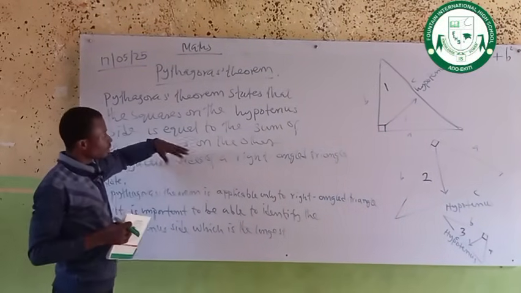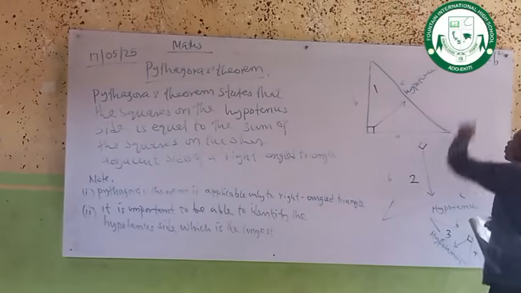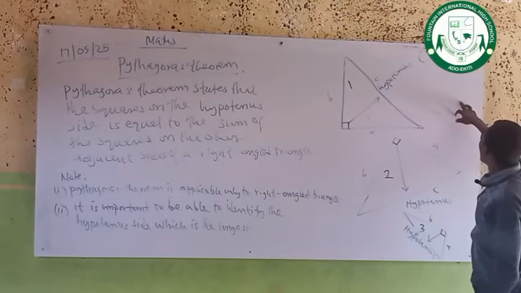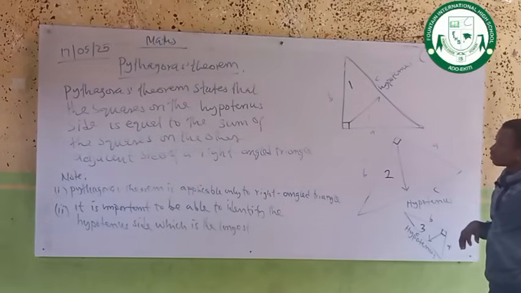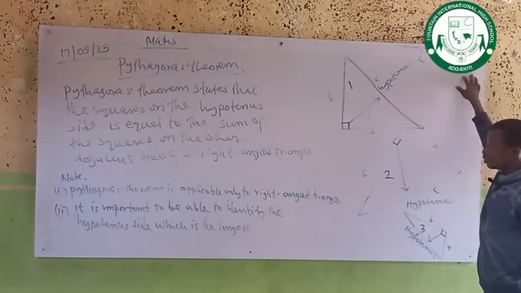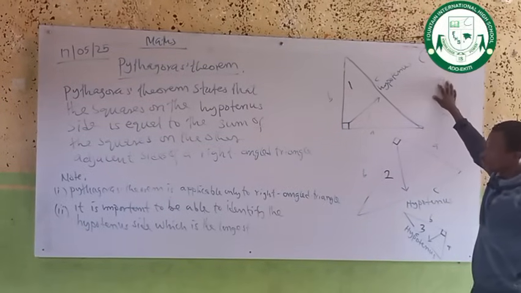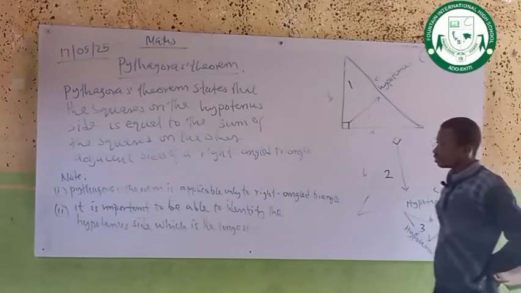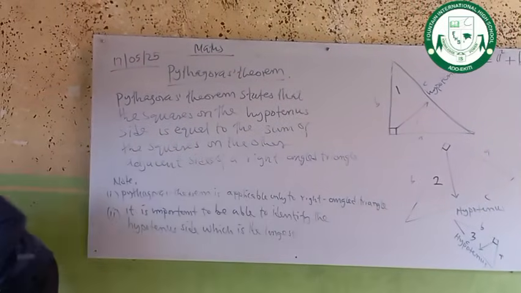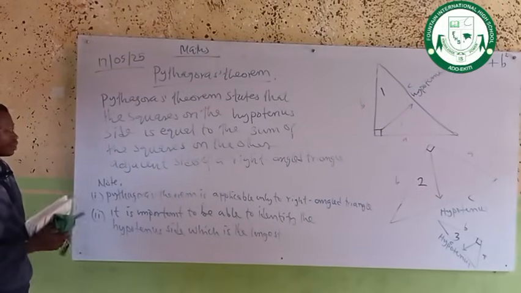The square on the hypotenuse C is equal to the sum of the squares on the other sides of the right angle triangle. This is all the formula you need to solve any right angle triangle given to you. When you're calculating the length of a side, you use this formula. We are going to look at examples so that you can understand the theorem very well.